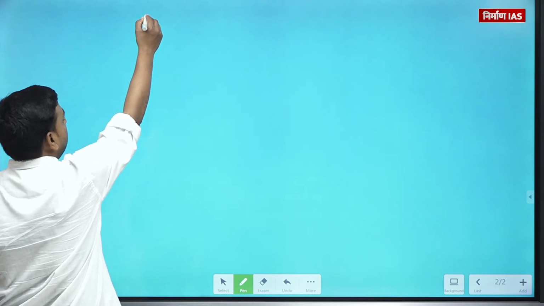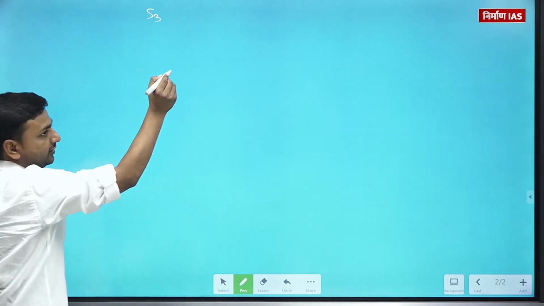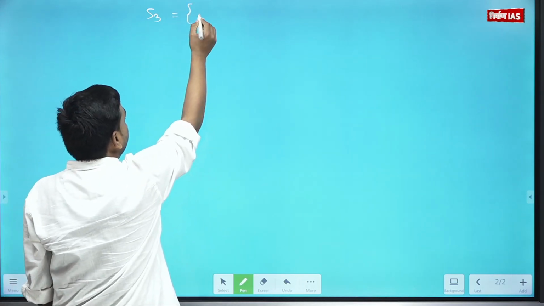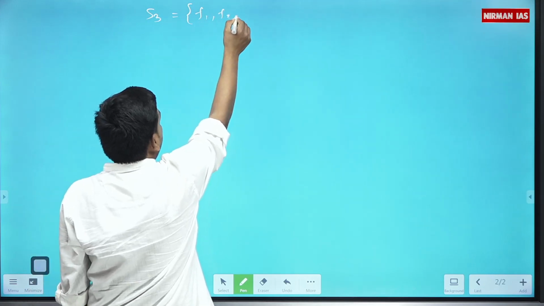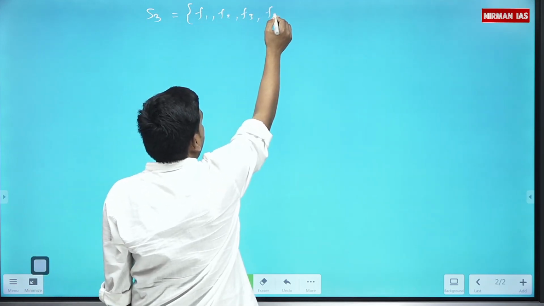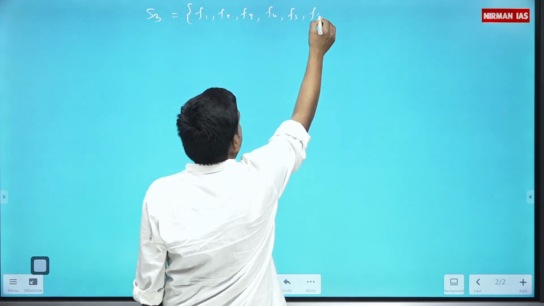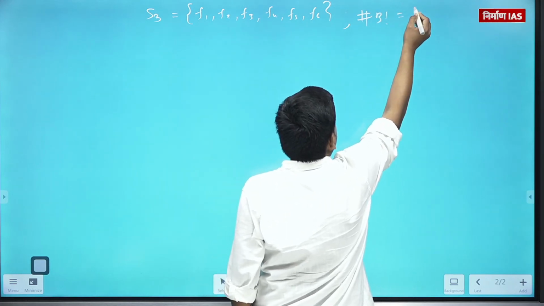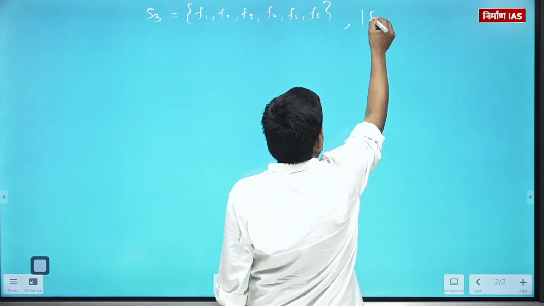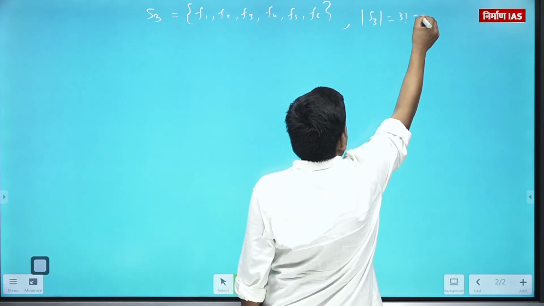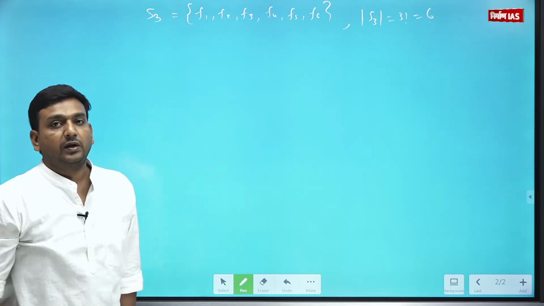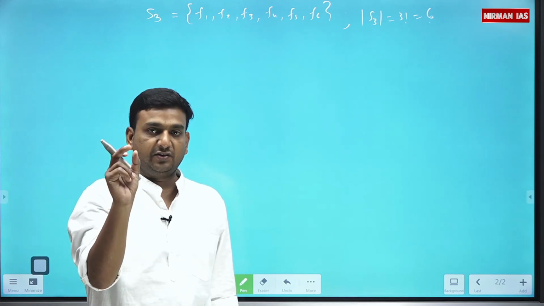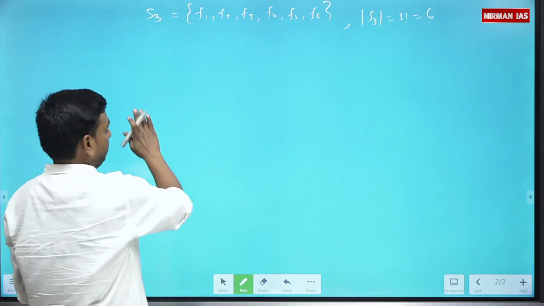So let's talk about S3. Now tell me, it will comprise of one-one onto functions. How many, dear? Factorial 3. That means 6 elements. If you want to get those 6 elements, in the previous lecture we have discussed how those functions look like.